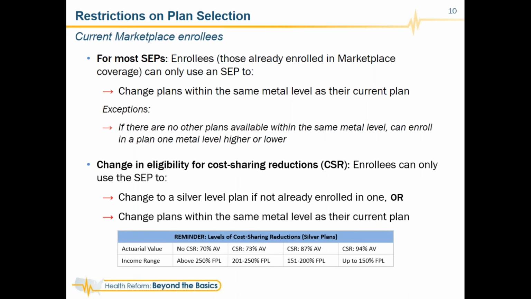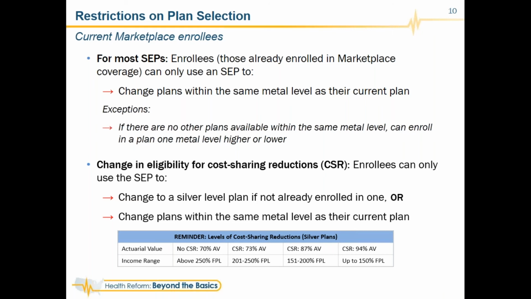Except if someone is eligible for an SEP due to having a change in eligibility for cost sharing reductions, they can use that SEP to change to a silver plan if they are not already enrolled in one. As a reminder, this cost sharing reduction SEP occurs when you have a change in income or household size that affects your eligibility for cost sharing reductions. So it would apply if someone crosses into a different level of cost sharing reduction. Say they were at 220% of the federal poverty line, and then they drop to under 200% of the federal poverty line, they would be eligible for a more generous level of cost sharing reductions. So they would get this SEP.